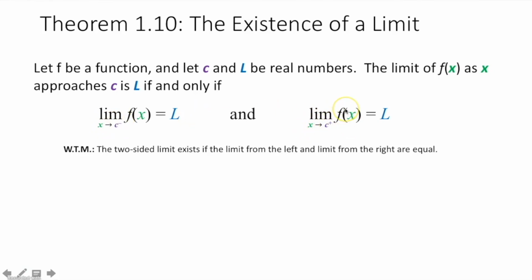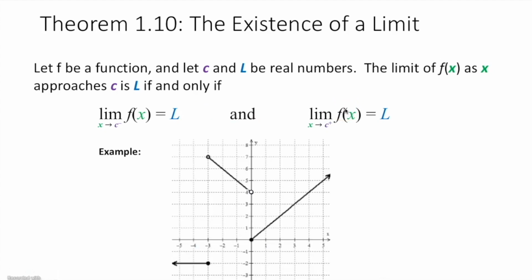So, for example, here, if we are looking at the limit as x approaches -2 from the left, the limit as x approaches -2 from the left is equal to 6.